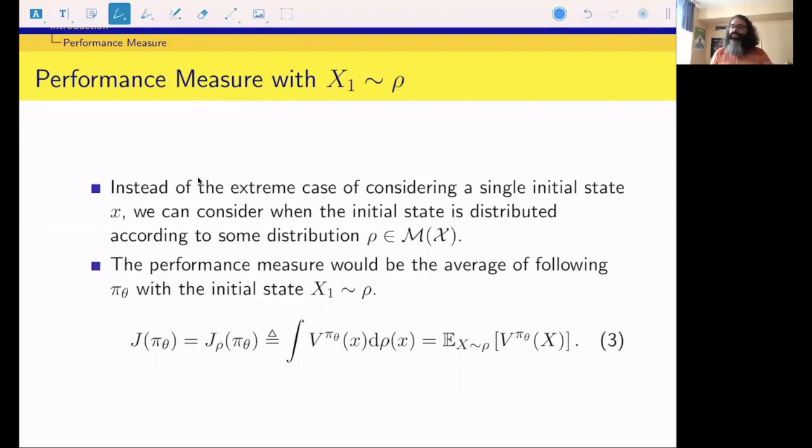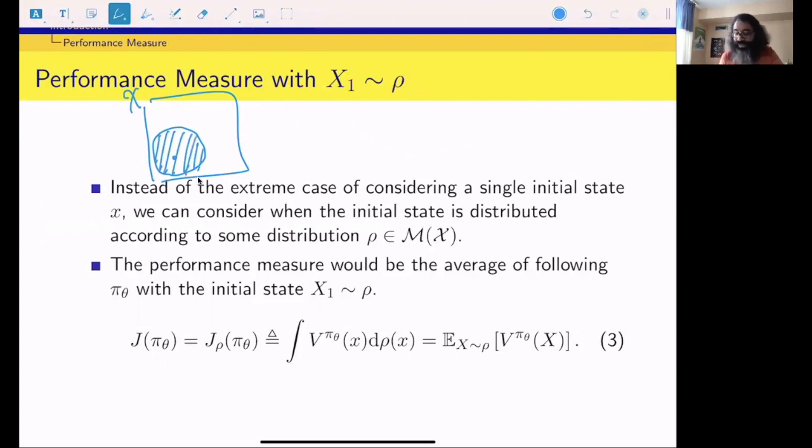Now, that was extreme, since it was only one single point. We can talk about a case where instead of one single point, we choose from a set of points. Instead of just one point in the state space, I say maybe my initial agent starts from this region in the state space, and I want the performance to be maximized for the average performance in that set. So suppose we have an initial state that the agent starts from, distributed according to some probability distribution rho.